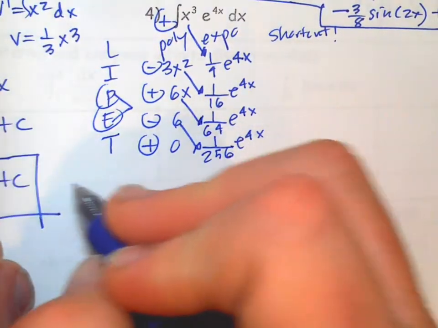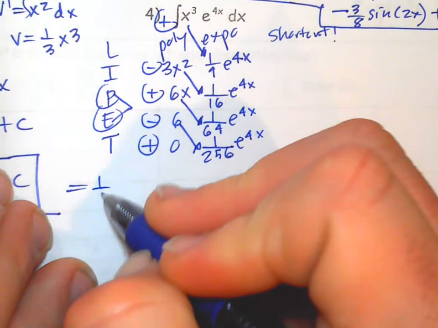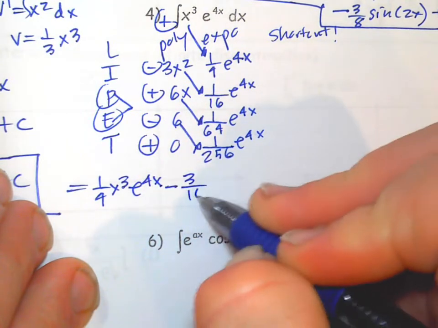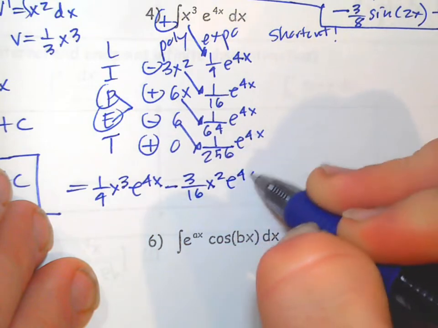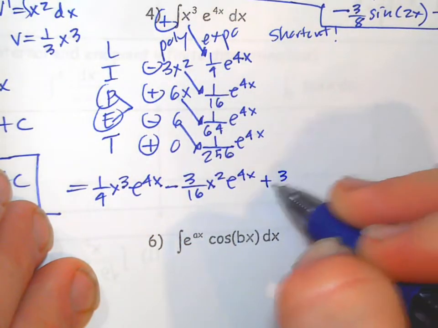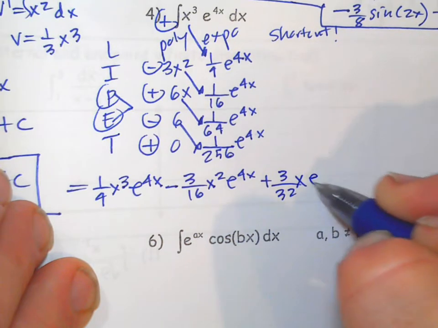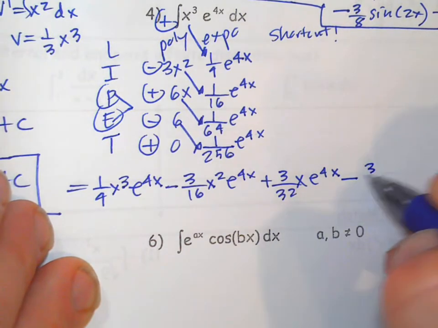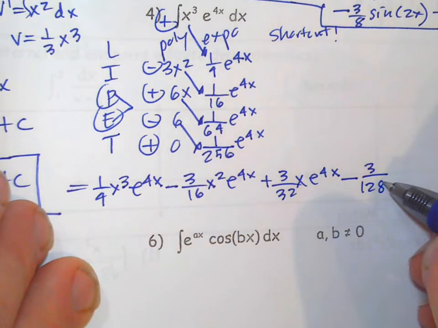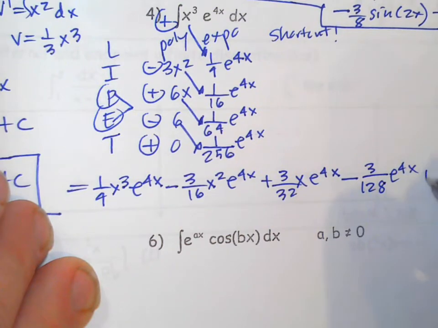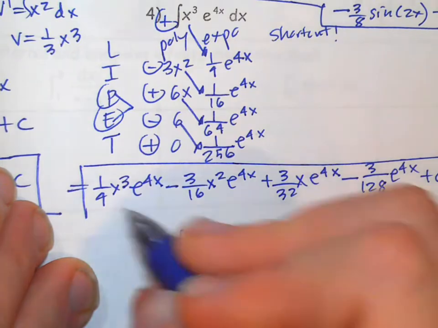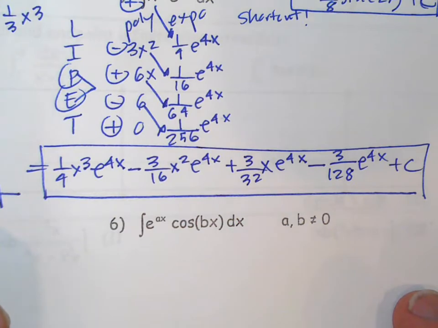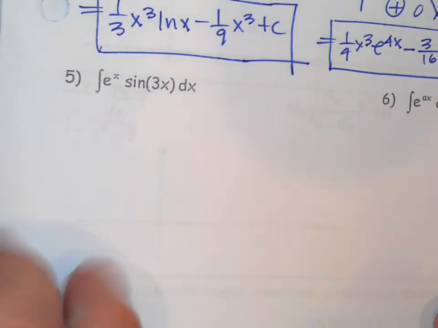Okay, so the answer is 1/4 x cubed e to the 4x minus 3/16 x squared e to the 4x plus 3/32 x e to the 4x minus 3/128 e to the 4x plus c. So that's a shortcut. Way fast. Super fast.